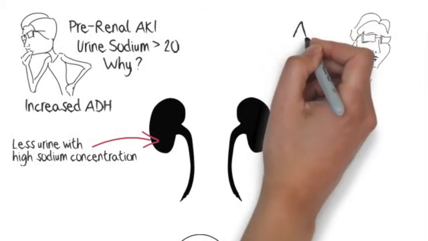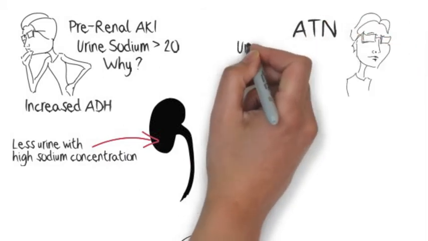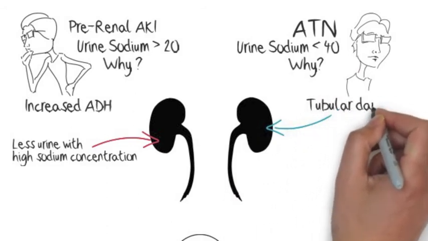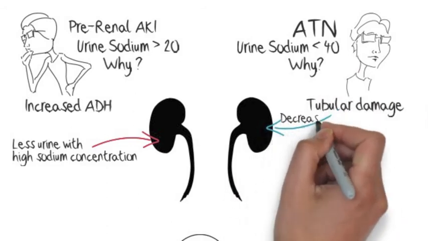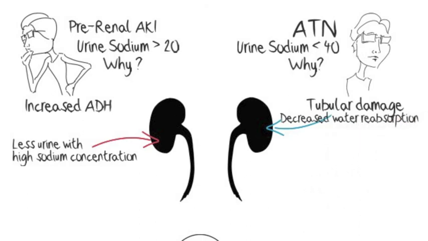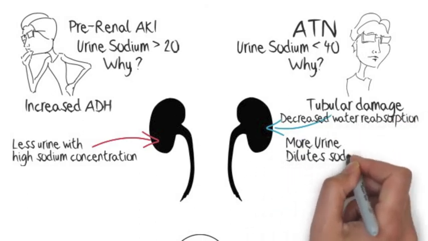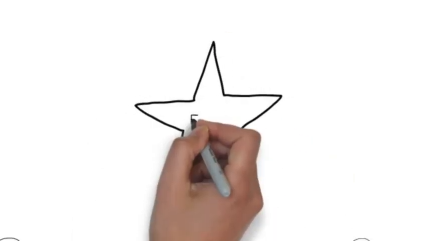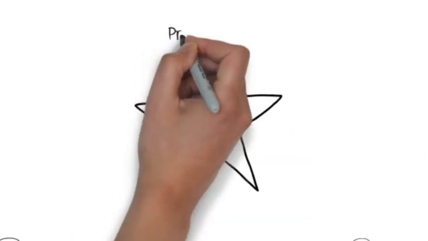This patient is found to have ATN, but urine sodium is less than 40. Why is that? Here, due to tubular damage, there is decreased water reabsorption, so more urine output dilutes sodium excretion. So urine sodium is not always accurate, but there are problems with FeNa too.